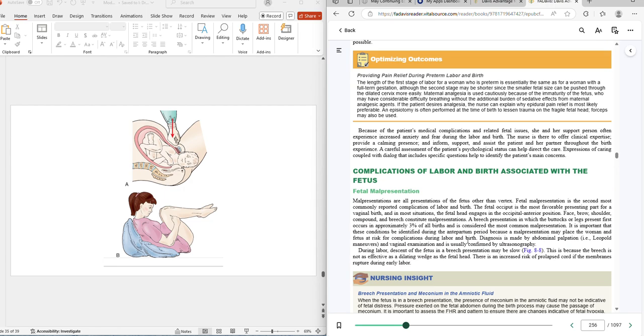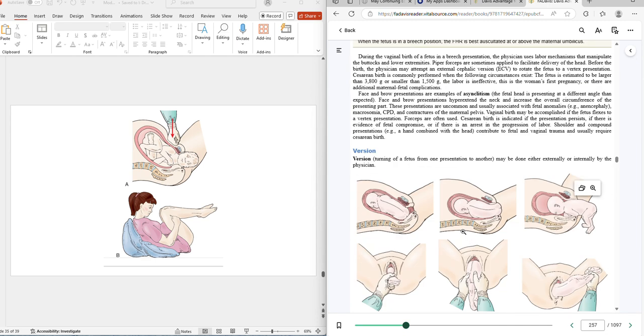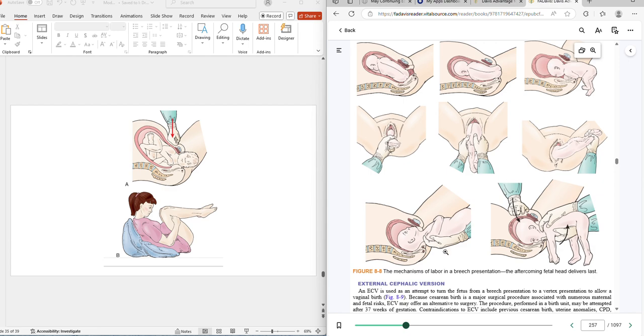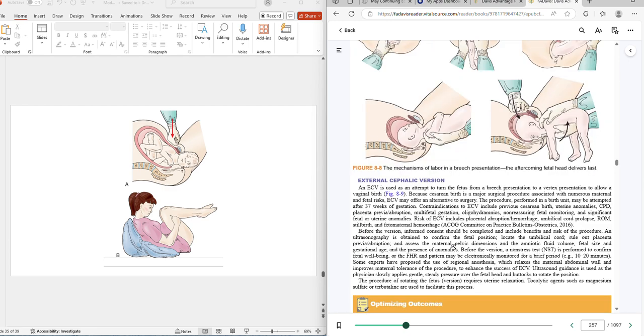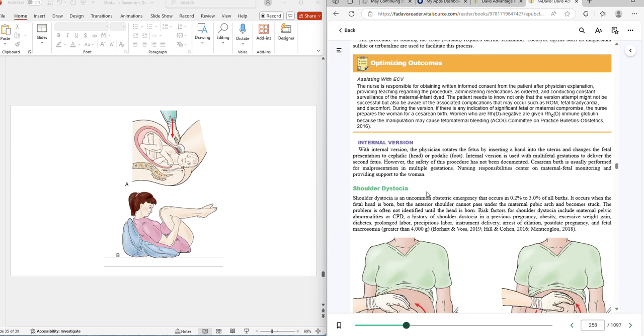All right, 257 or 258. Let's talk about this real quick. This is a version, okay? It's called version. It's turning the baby, okay? You can either internally or externally turn the fetus. If they're laying transverse, we're trying to get them cephalic, which is head down. This baby is being born breech. And then we have the external cephalic version, where we turn it on the outside.